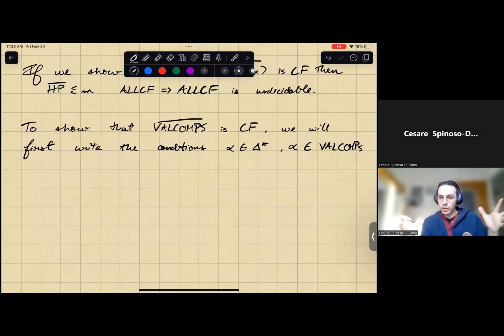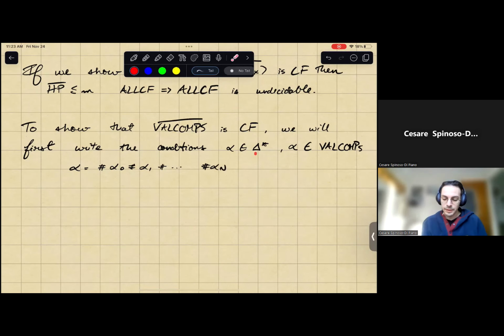Remember, for a string to be in Balcom's, that string has to look like the following, where this is a string over delta. Delta is the union of Q, gamma, and the hash. Each of these strings is an instantaneous configuration. This first one is the starting instantaneous configuration. This last one is the halting instantaneous configuration, so either an accept or reject. And the consecutive sequences of alphas have to follow the rules of the transition function of M.